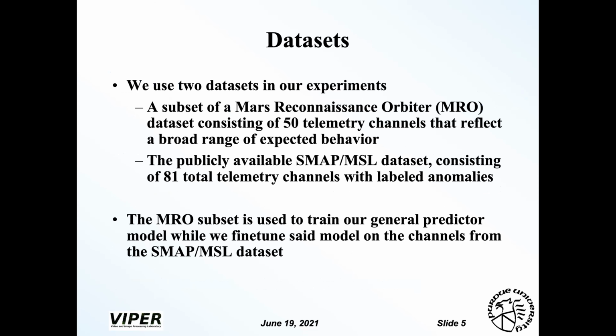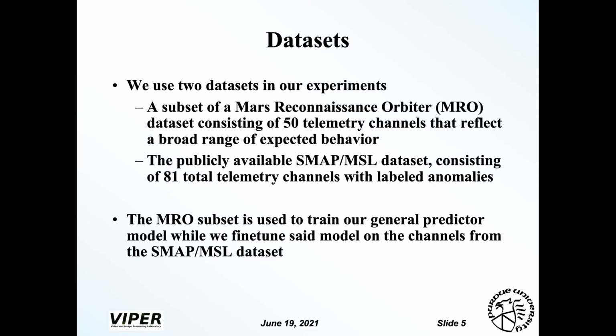In our experiments, we use two data sets. One is a subset of a Mars Reconnaissance Orbiter, or MRO, data set that consists of 50 telemetry channels that reflect a broad range of the expected behavior in the channels. These were selected by experts from Lockheed Martin. And then we also use the publicly available SMAP MSL data set that consists of 81 total telemetry channels with labeled anomalies. In our experiments, we use the MRO subset to train our general predictor model, which we call MRO-net, and then we fine tune that model on channels from the SMAP and MSL data set.